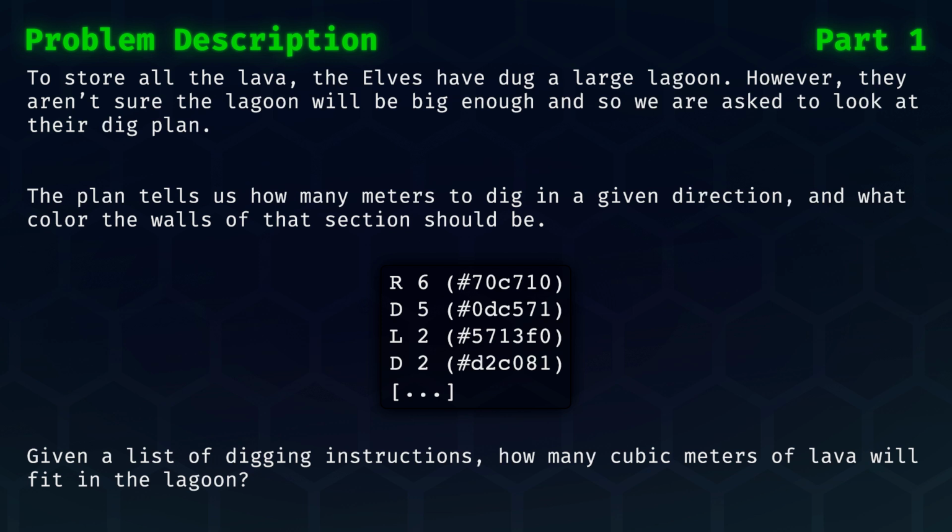The plan tells us how many meters to dig in a given direction, and what colors the walls of that section should be. An excerpt of today's input looks as shown below. Given a list of these digging instructions, how many cubic meters of lava will fit in the lagoon?